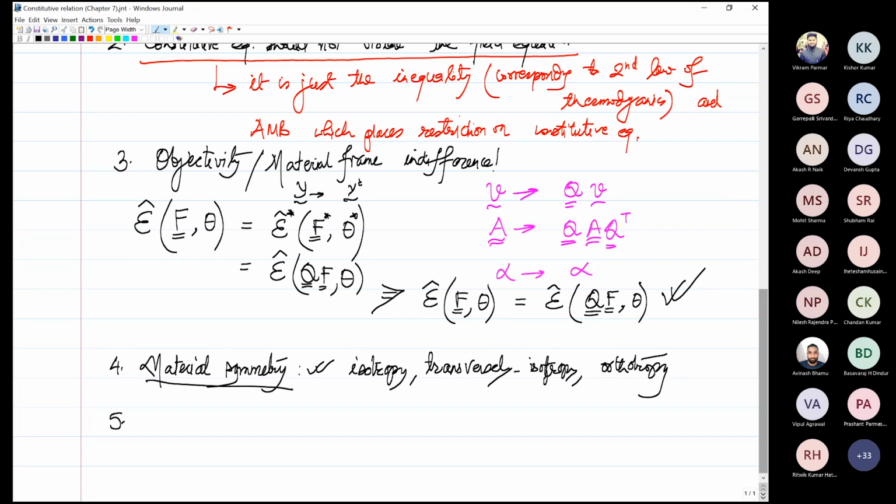Then also, something about internal constraints. If the material has any internal constraint, then the constitutive equation must satisfy that internal constraint. For example, if the material is incompressible, then the constitutive functions that we have chosen must be such that they do not violate the constraint of incompressibility.